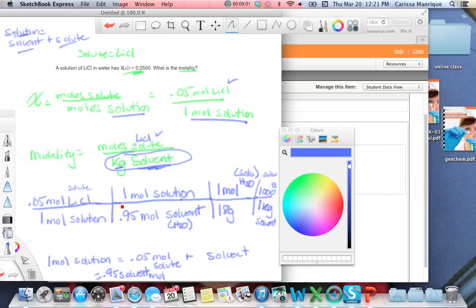Okay, so whenever you multiply this all out, I'm going to do 0.05 times 1,000 divided by 0.95 times 18. I get 2.92 molality.